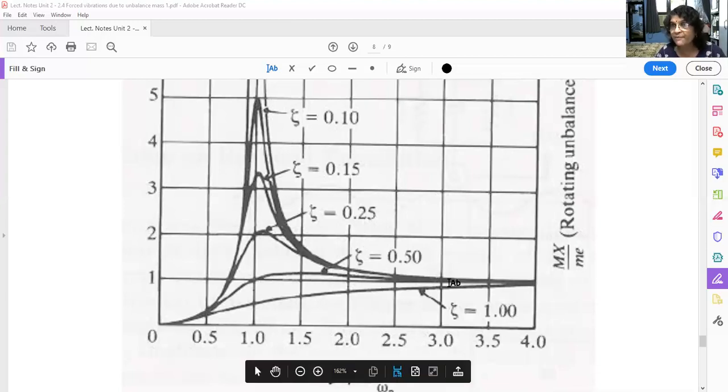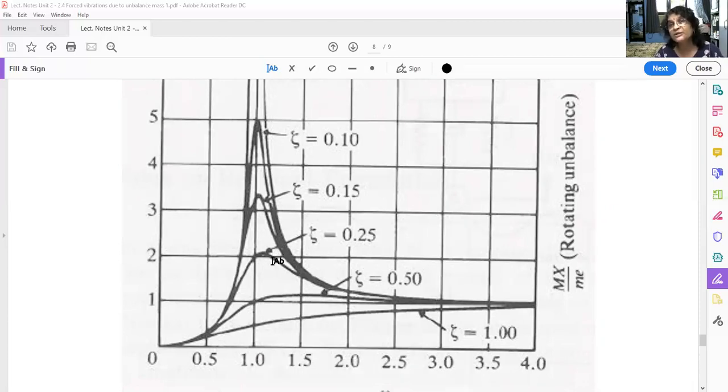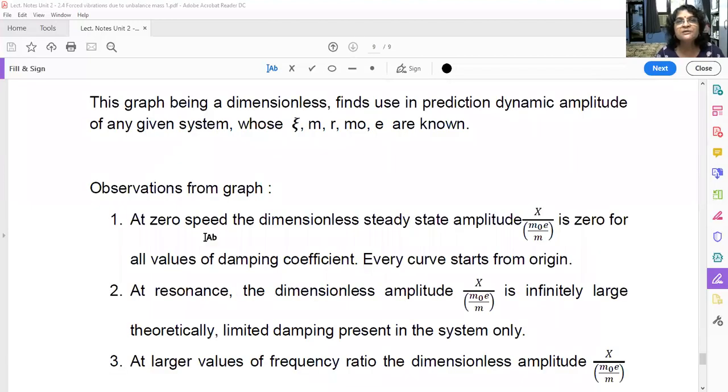No need to provide damping also. See, already the amplitude is very less. Here also no need to provide damping. But if we have to run our machinery in this zone, then damping is a must. Understood? And how much damping we should provide depends on how much reduction we want in the amplitude. Understood? So what is the first observation?